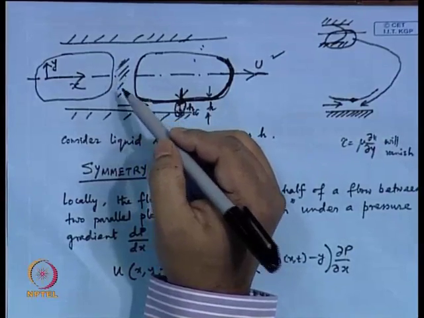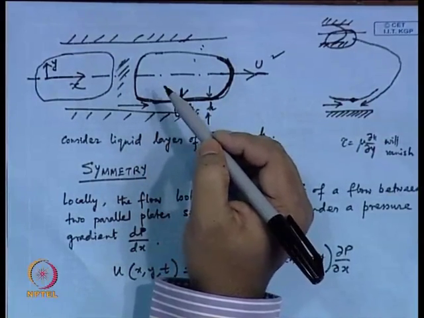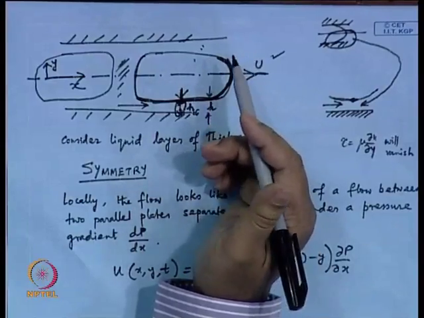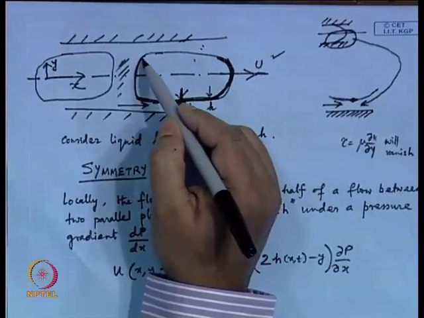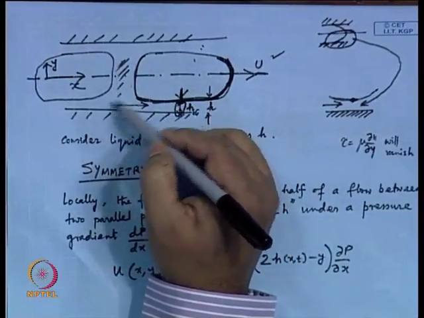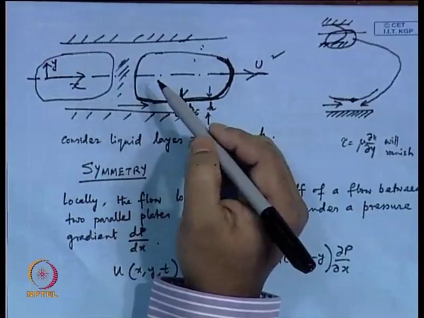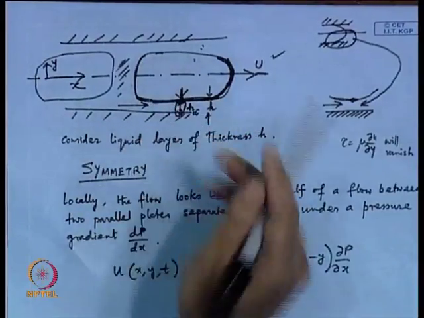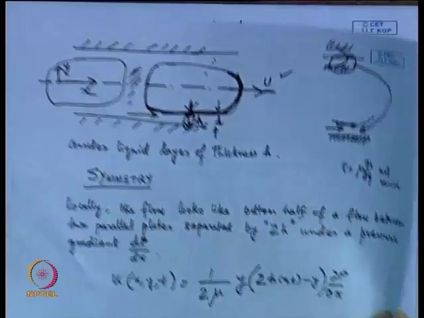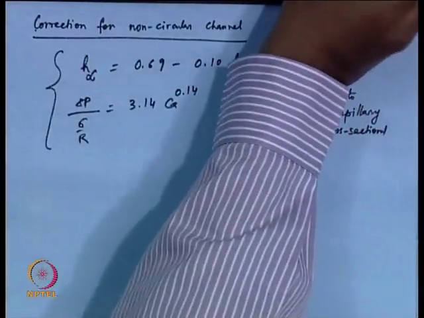Now, if the gas fraction is high, then in that case this interface and this interface may interfere. That could be a possibility. In that case also, the researchers have come up with some correction.